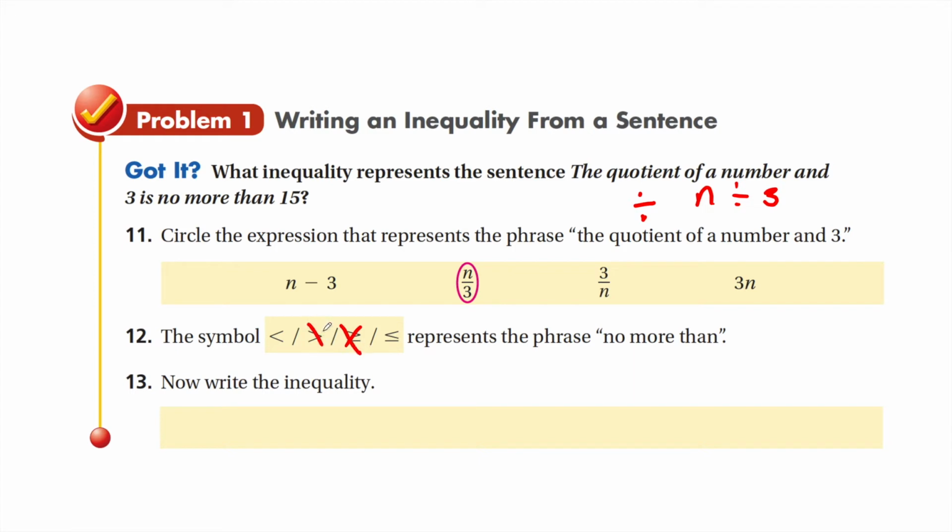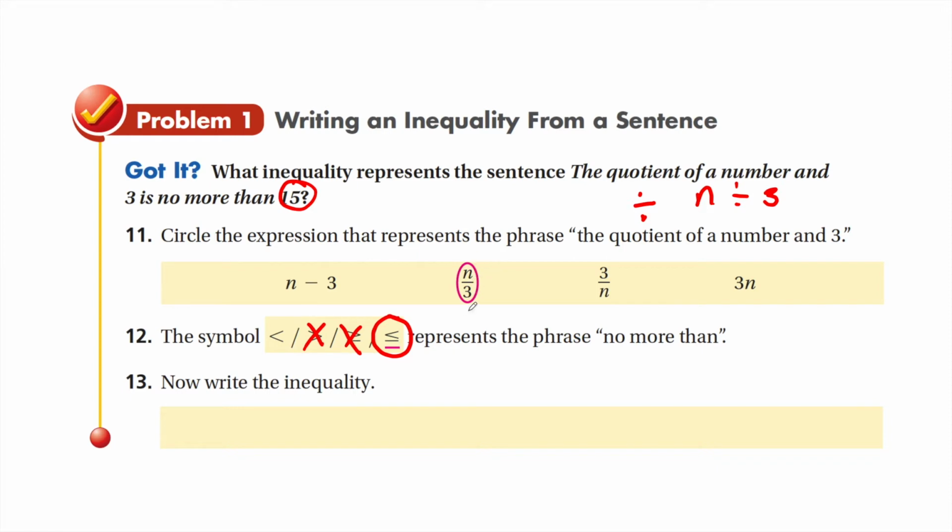We also know it can't be this one. Now it's either less than or less than or equal to. Well, if it says no more than, it means that we can actually get all the way up to that 15. We could even touch that 15. We could use that 15, and that phrase will still be correct. And since that is the case, we know that it's going to be the less than or equal to.